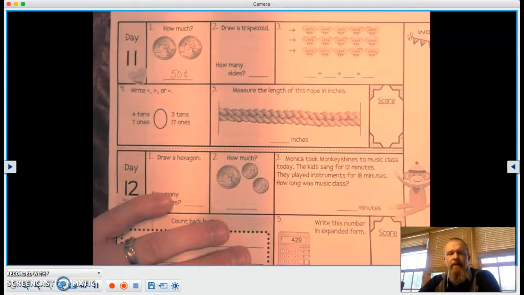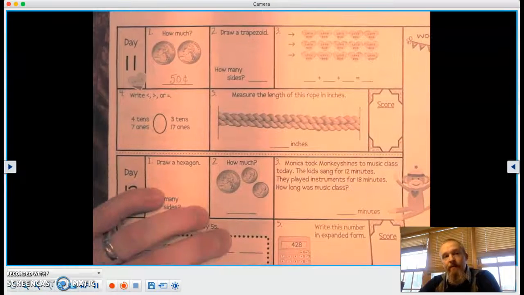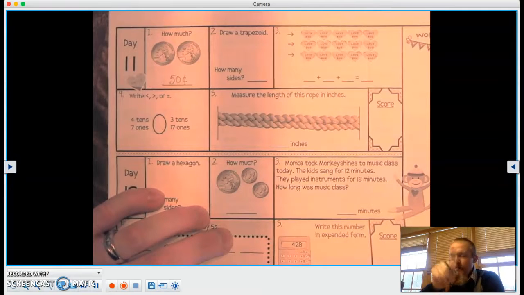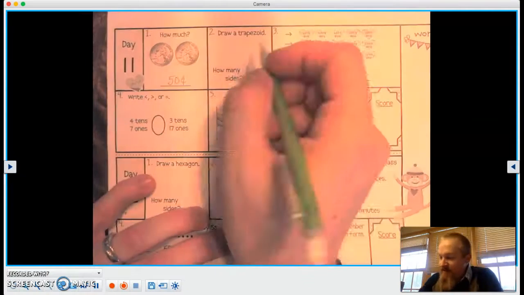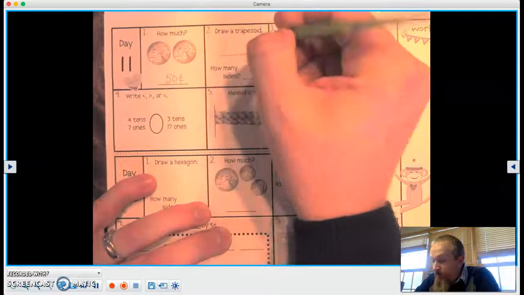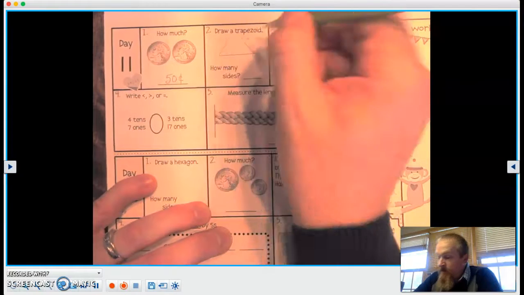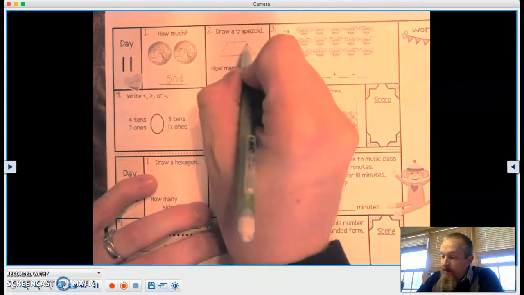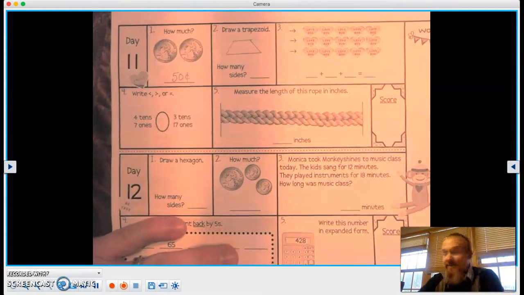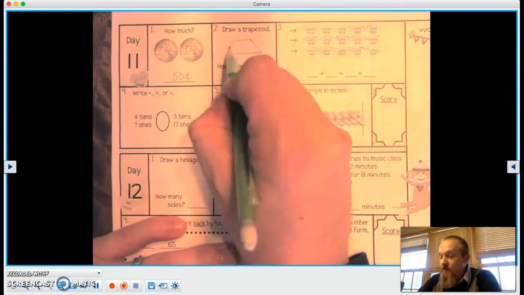All right, number 2, draw a trapezoid. And how many sides are on that? Now, trapezoid, yes, back to kindergarten, the red one. Remember the red pattern block template? Looked like that, right? And it was red. And you put those two together, and it would equal the yellow hexagon. How many sides? 1, 2, 3, 4.